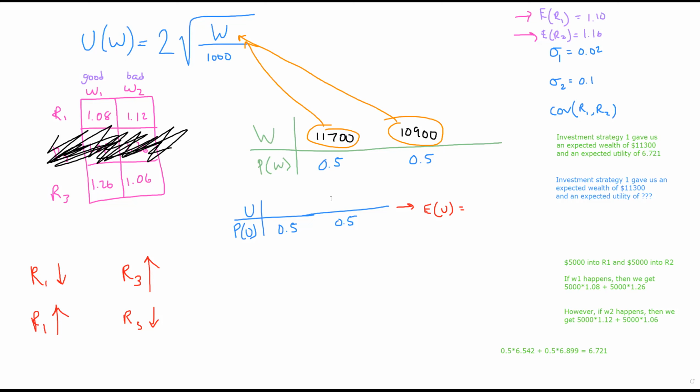2 times the square root of 11.7 gives me 6.841. And 2 times the square root of 10.9 gives me 6.603. So this ends up being 0.5 times 6.841 plus 0.5 times 6.603, which is 6.722.